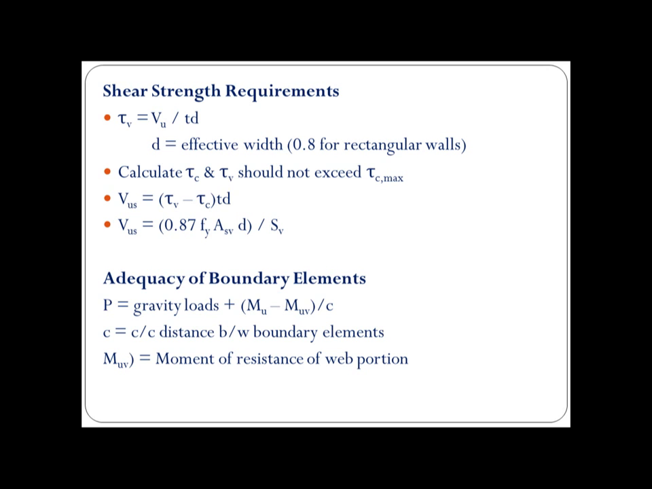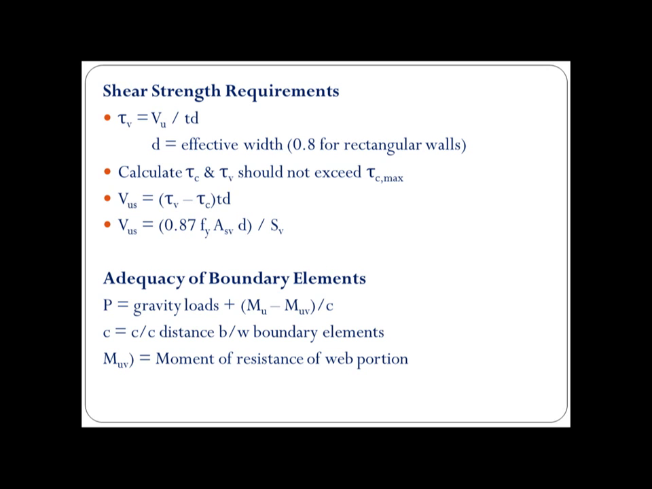Calculate tau c and tau v, and tau v should not exceed tau c max. Then we calculate the additional shear, that is (tau v minus tau c) into t d, which is very similar to our beam calculation. And then the arrangement of steel.